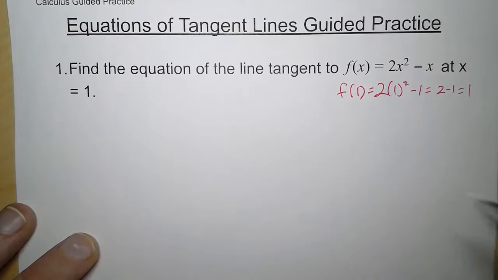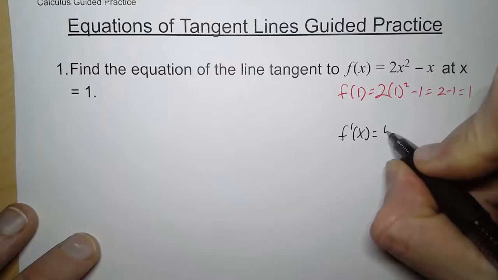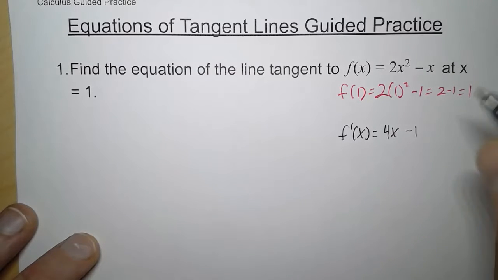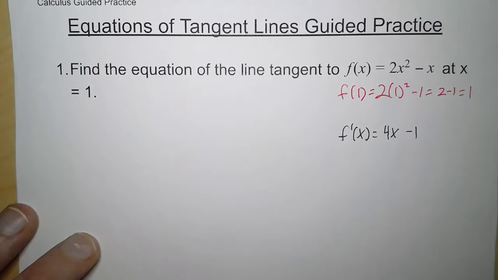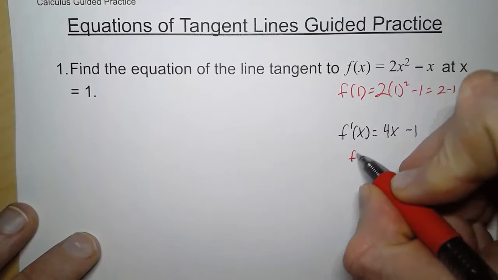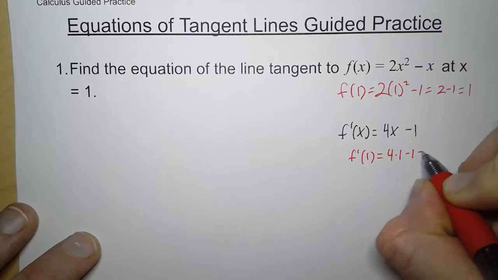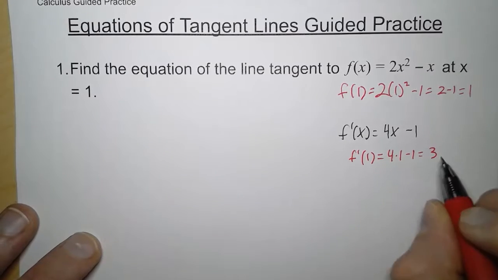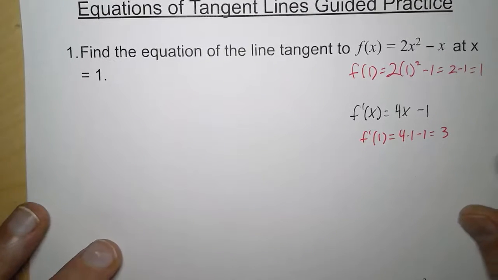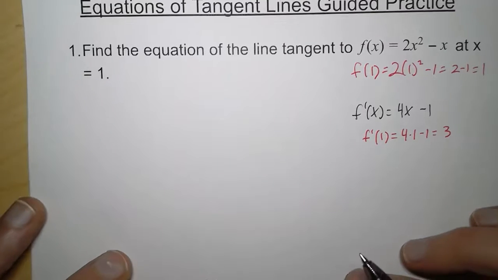So down here, I'll find the derivative. f prime of x is going to equal 4x minus 1. And so now we want to find what is the slope at x equals 1. So f prime of 1 equals 4 times 1 minus 1, and that equals 3. So that gives us the slope. Now we have the information that we need to find the equation of the tangent line.